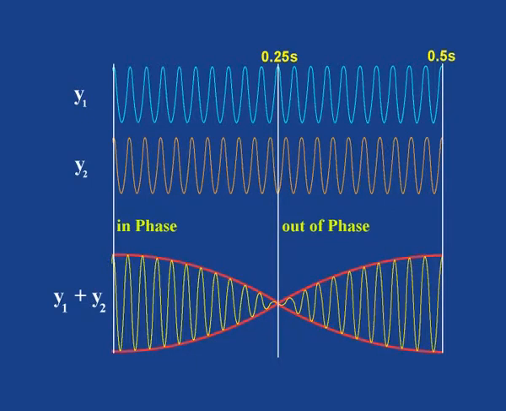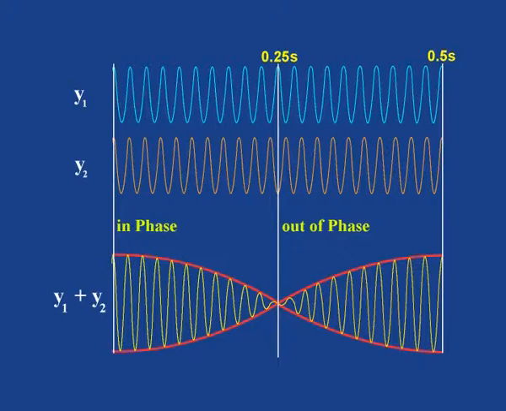Thus, one beat is formed in half of a second. Similarly, another beat is formed in the next half second. Hence, the number of beats per second is equal to 2, which is equal to the difference in the two frequencies.